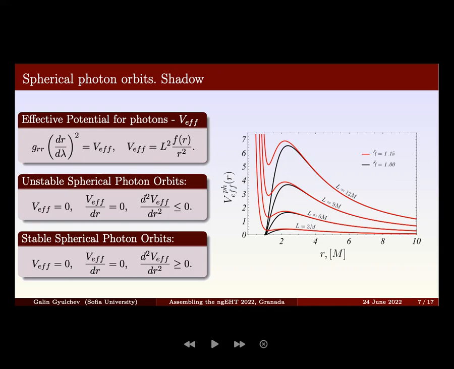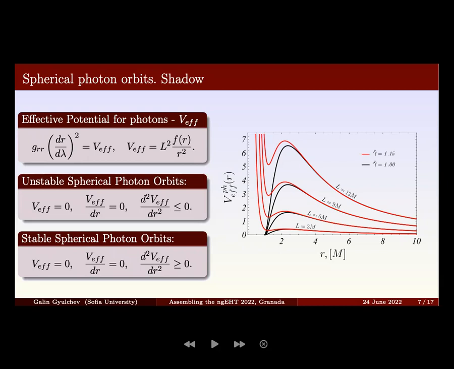And one of the major and interesting features which we found is that there exist not only unstable photon orbits, but also stable spherical photon orbits. So the second derivative of the effective potential can be positive or negative. And we know that if it's positive, we have stability, and if it's negative, we have instability. So in order to understand what is happening, or to represent just the behavior of these constraints here, we just plotted the curves which represent the effective potential for massless particles.